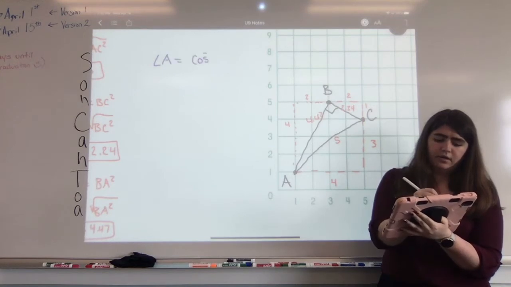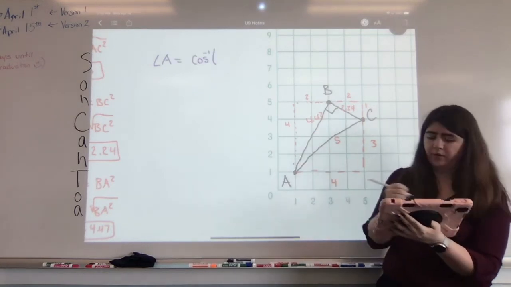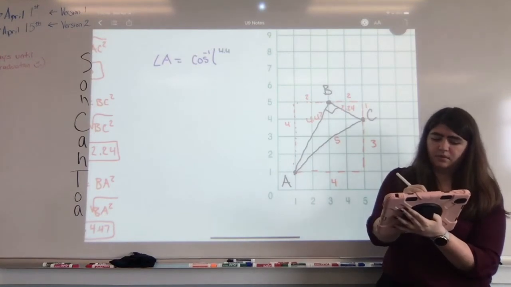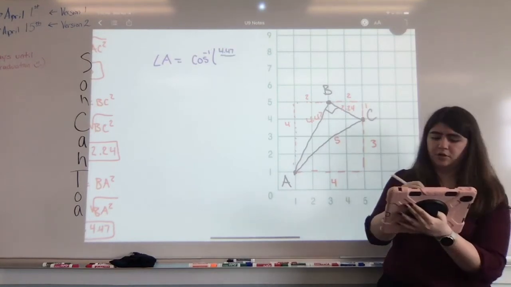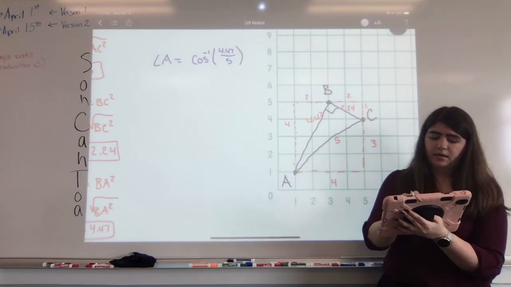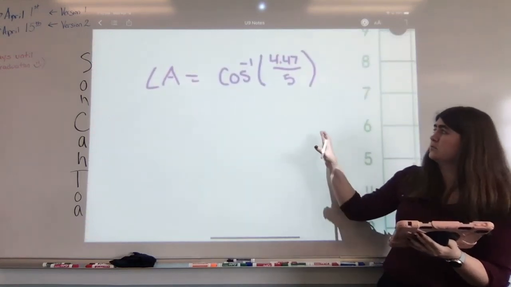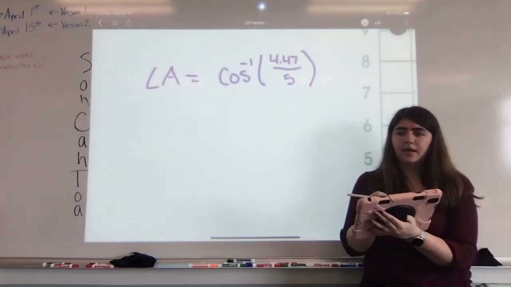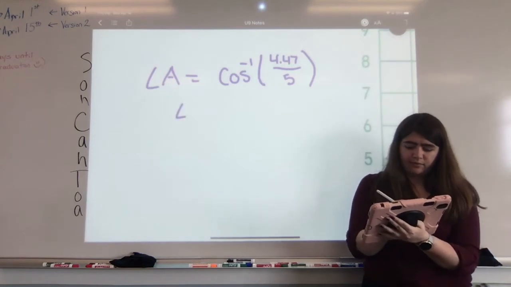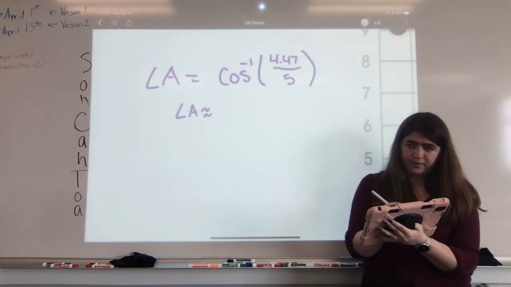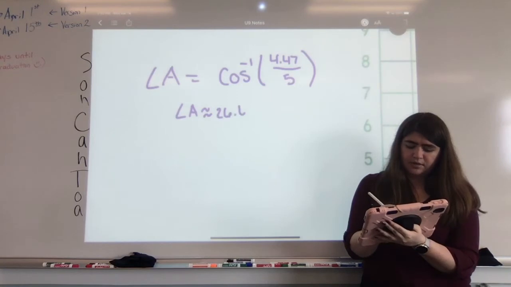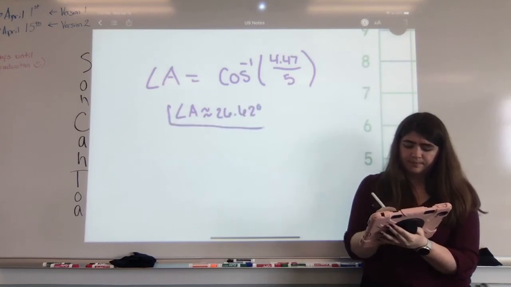So to find angle A, what we will have is the inverse cosine of the adjacent, which is 4.47, over the hypotenuse, which is 5. We're going to take that and plug that right into our calculator, and when we do so, that gives me that angle A is approximately equal to 26.62 degrees.